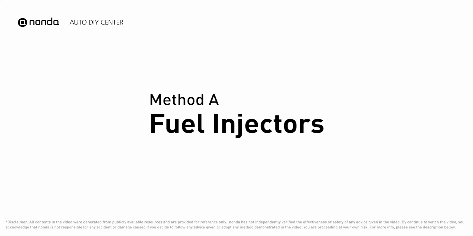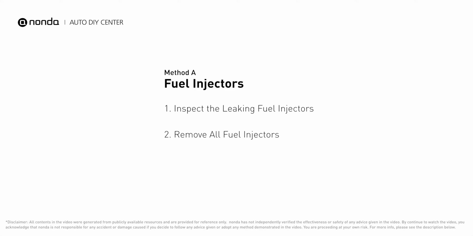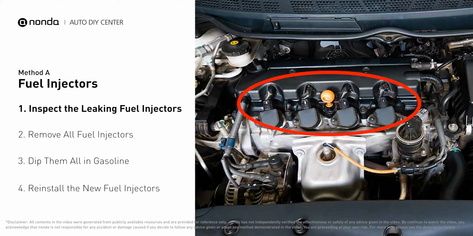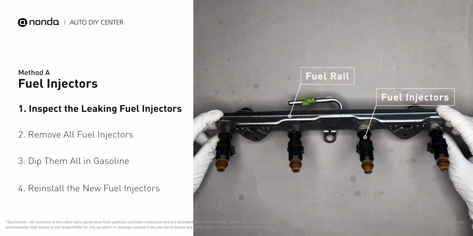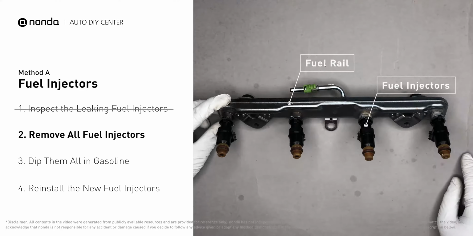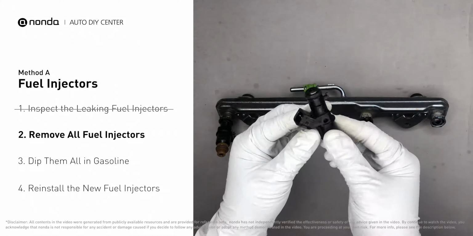Method A, fuel injectors. The fuel injectors are mounted in the intake manifold so that they spray fuel directly at the intake valves. Inspect the leaking fuel injectors on the fuel rail. Carefully remove the fuel injector.